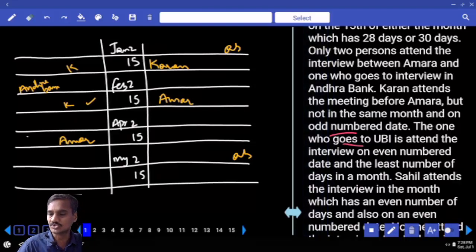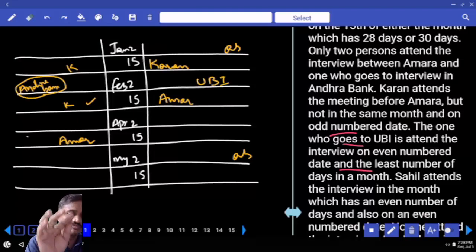And the one who goes to UBA attends the interview on an even number date and the least number of days. Now UBA, even number date and least number of days. Here, even number date and least number of days is not possible. Hence we are left with only 1 case.